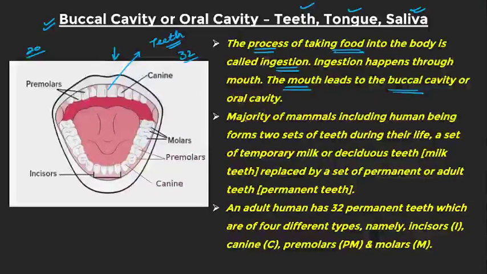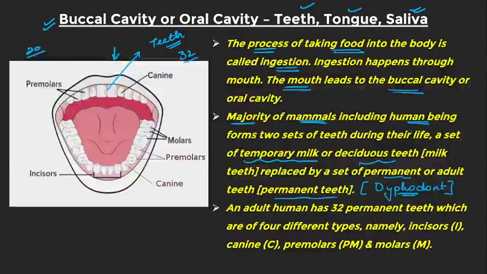See, the majority of mammals, including humans, have two sets of teeth during their life cycle. This particular fact gives them a technical term, and we all are called diphyodont. What are we called? Diphyodont. So all those mammals, including humans, who have two sets of teeth during their life cycle are called diphyodont. First is temporary teeth, or the deciduous or milk teeth, which are replaced by permanent or adult teeth. So when we had temporary teeth, they were 20, and now we have permanent 32.